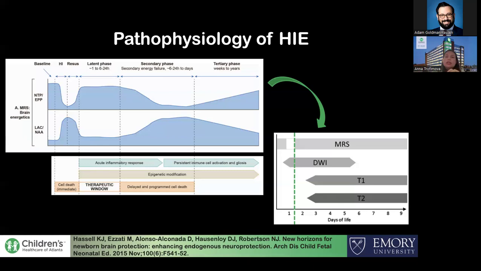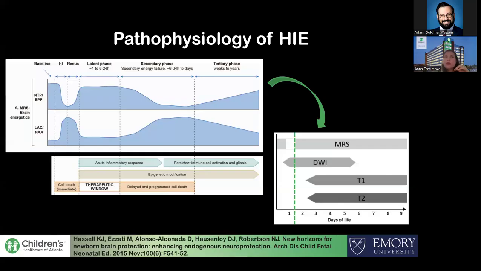Another pathophysiologic component that happens during the phase of primary energy failure is cytotoxic edema, and of course, we can pick that up using diffusion weighted images. Again, as you can see on this graph, DWI can start showing abnormality in the brain pretty early, pretty much right after MR spectroscopy, starting within the first 24 hours. During this period of primary energy failure, cells undergo the process of immediate cell death, or cell necrosis.